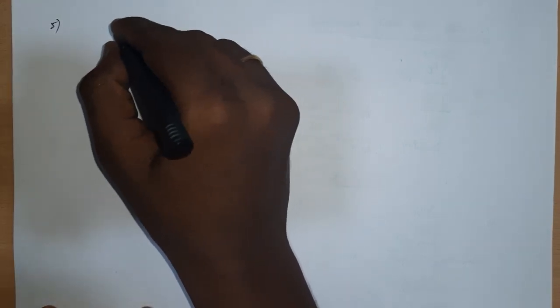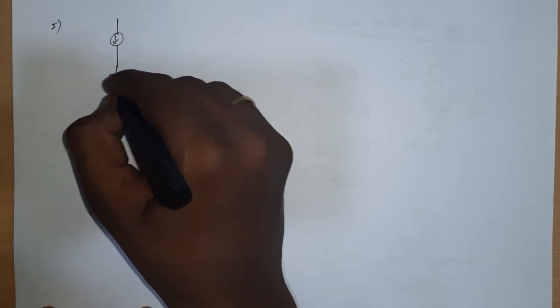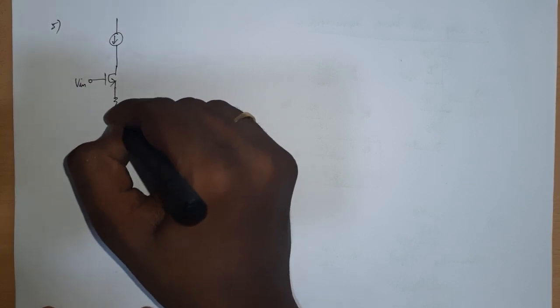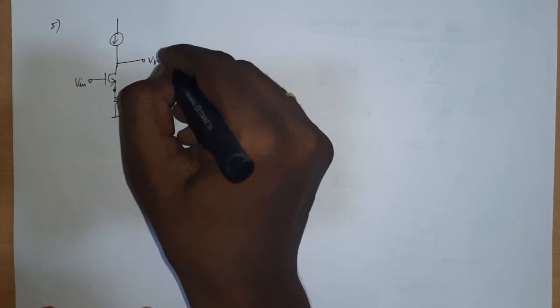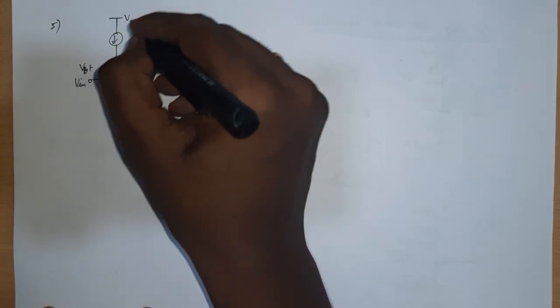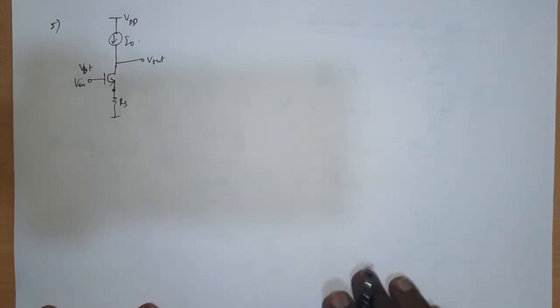So let me give you another question in the same area. This is question number 5. Let me say that you have a current source driving a transistor, with V in at the gate, then you have a source degenerating resistor, and then you have V out taken from here, biased with some V bias, and this is VDD. Let's call it I naught. So how would you estimate the gain?